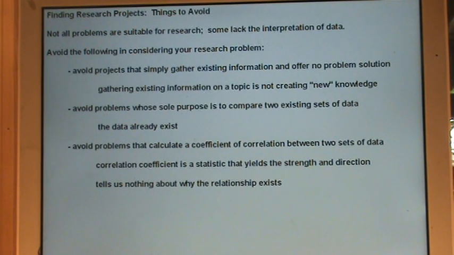These are correlation coefficients. Correlation coefficients are simply a statistic. It's just a mathematical statistic. It talks about a strength and direction, but it doesn't tell us anything about why there's the relationship between self-esteem and grade point average. So avoid questions that are just looking at two variables and trying to find out whether there is a relationship or not.